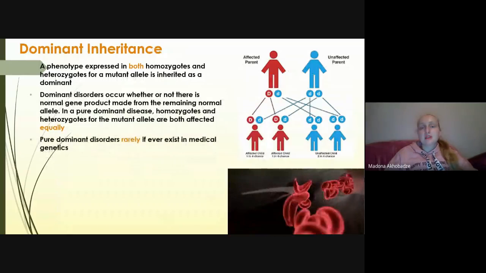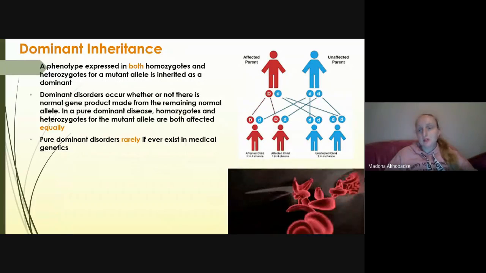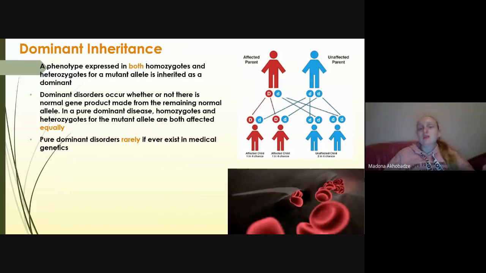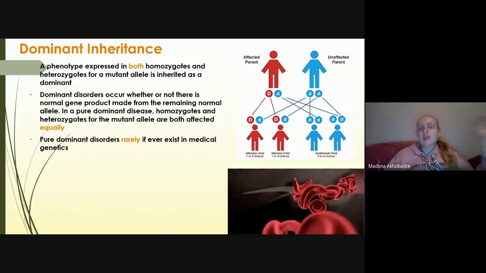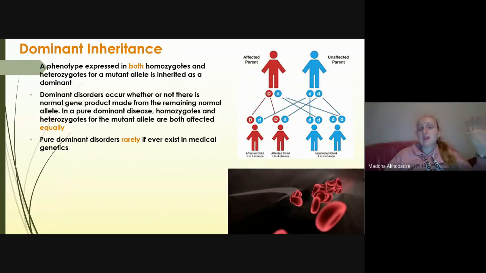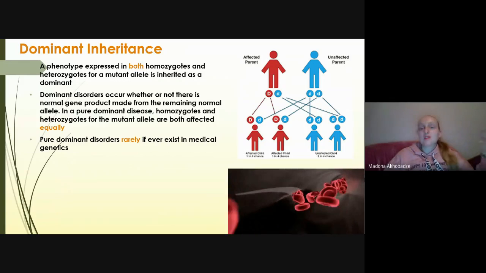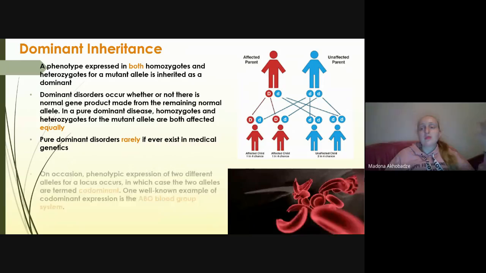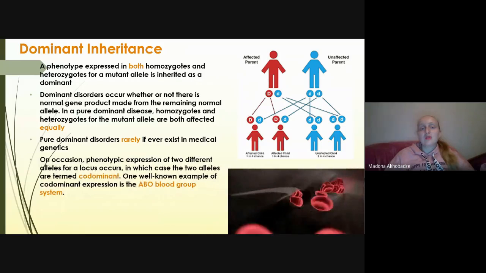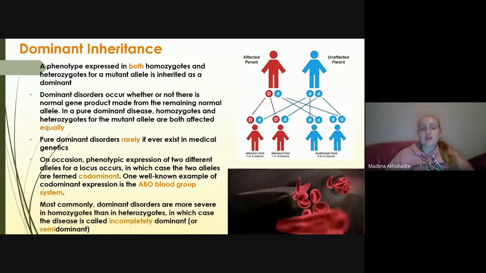And yes, this is the dominant inheritance which we have gone through. One disease allele is enough to have this disease, one of the parents is always affected, and 50% of the offspring is affected, 50% is healthy. So it means one out of two chance to have the disease.